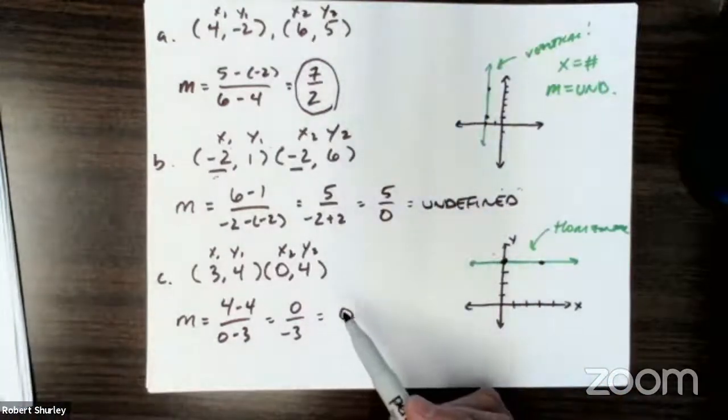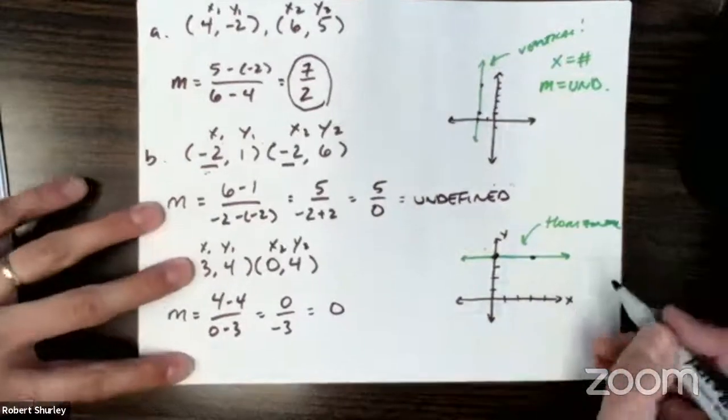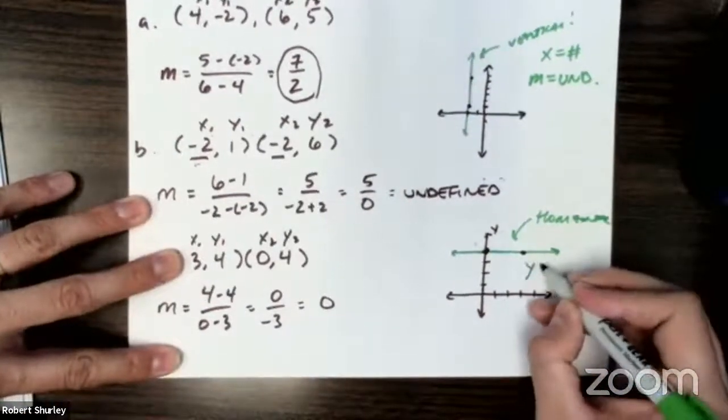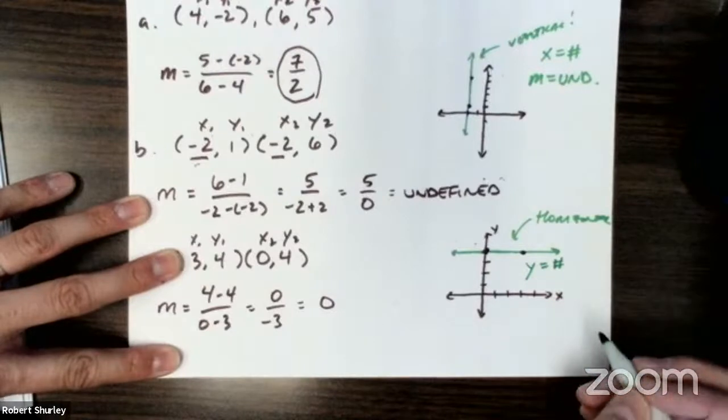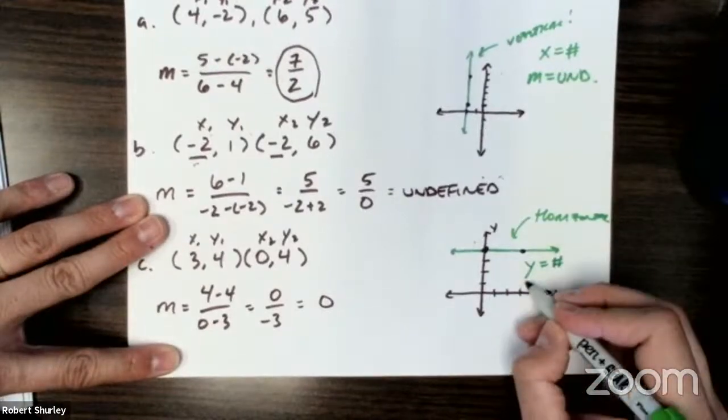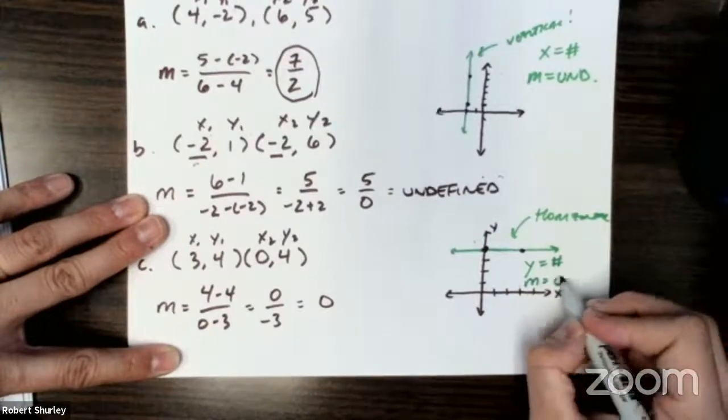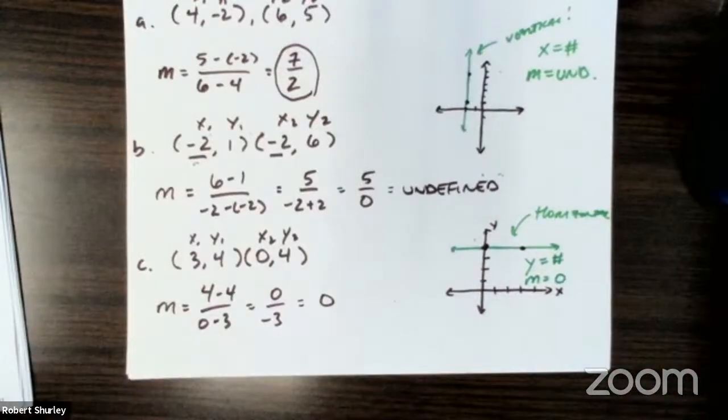So it turns out this is true for all horizontal lines. Remember, horizontal lines were always y equals a number, from the last section, and the slope is always going to be 0. Okay, the slope is always going to be 0.